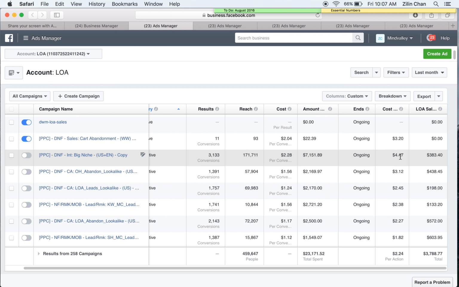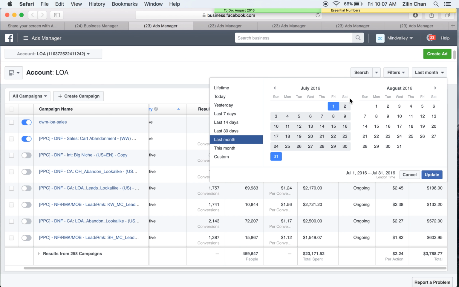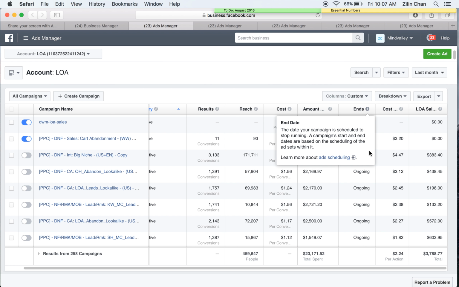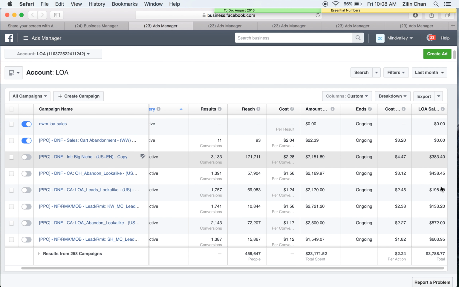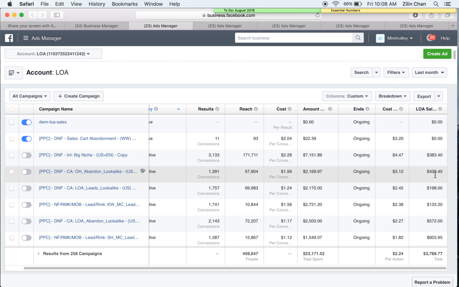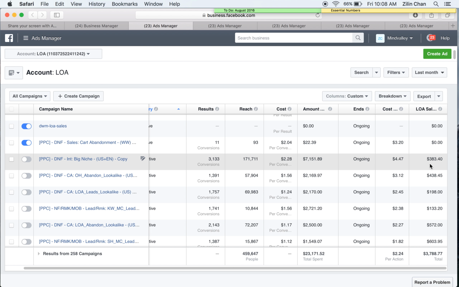If we have a look at this, this is last month. Is it August now? Yeah, it's August now. Okay, these are really crappy stats. But anyway, let's put a benchmark of 50% ROI, okay? Because that's usually what we look at when we optimize and decide to kill campaigns or not.